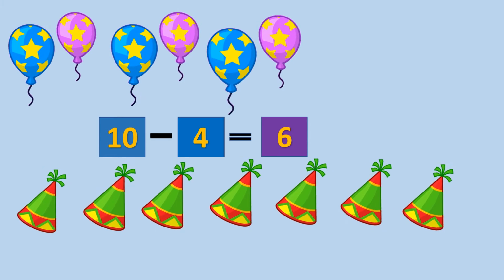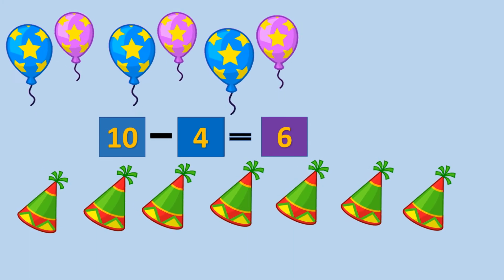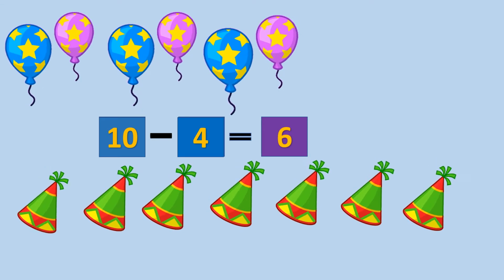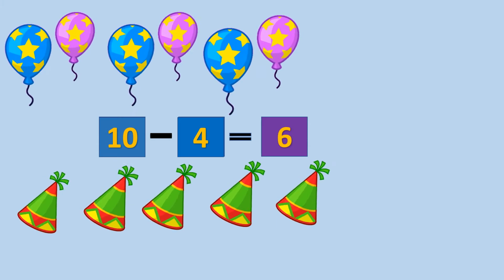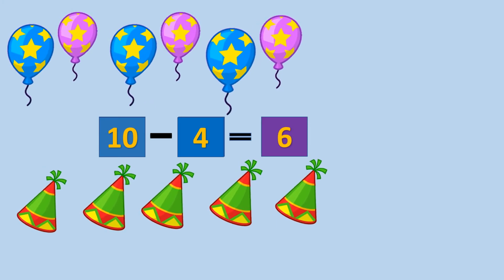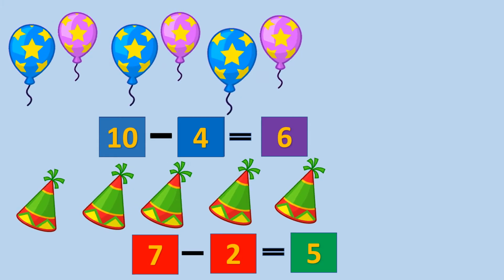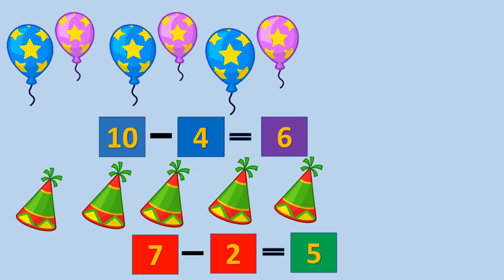Children, how many caps can you see moving? Let's count together. 1, 2, 3, 4, 5, 6, 7. And I have taken away 2 caps. So how much is left? 1, 2, 3, 4, 5. So 7 take away 2 is same as 5. So you are doing all the answers very well.